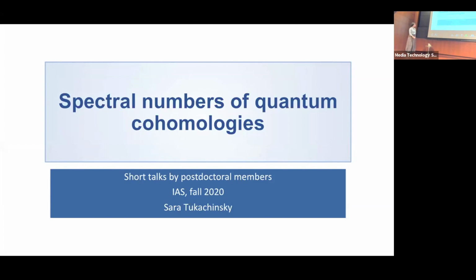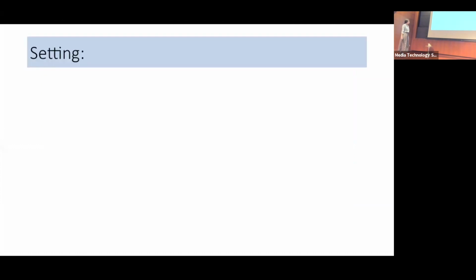I want to talk today about a project that's not so much about what I did in the past as it is about what I hope to do. One of the few things I hope to be doing this year. Let me start by explaining the universe I live in, which is a symplectic one. So my manifold is a smooth symplectic manifold, compact, no boundary.